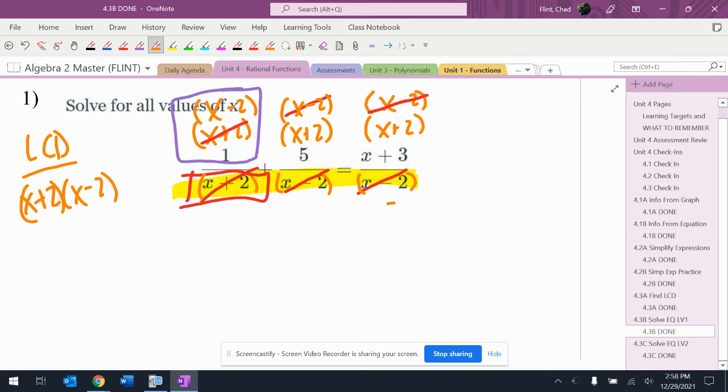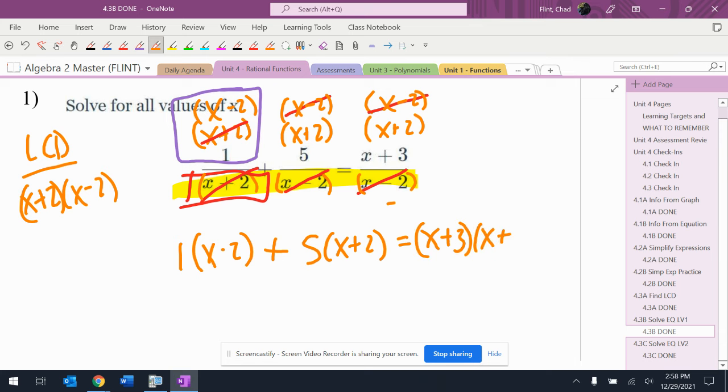So now write it with what's left in the top. So you have a 1 times x minus 2. Then you have a plus, and you have a 5 times x plus 2. Then you have an equals, and you have an x plus 3 and an x plus 2.